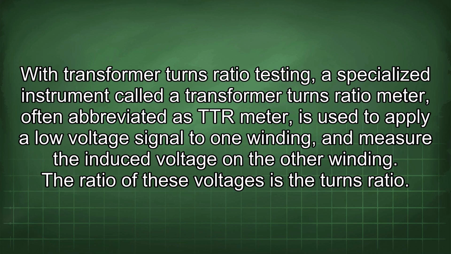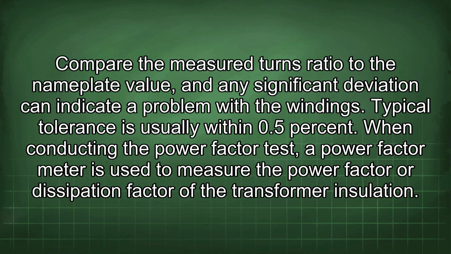With transformer turns ratio testing, a specialized instrument called a transformer turns ratio meter, often abbreviated as TTR meter, is used to apply a low voltage signal to one winding and measure the induced voltage on the other winding. The ratio of these voltages is the turns ratio. Compare the measured turns ratio to the nameplate value, and any significant deviation can indicate a problem with the windings. Typical tolerance is usually within 0.5%.